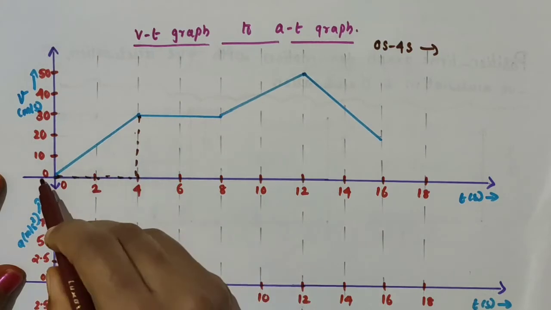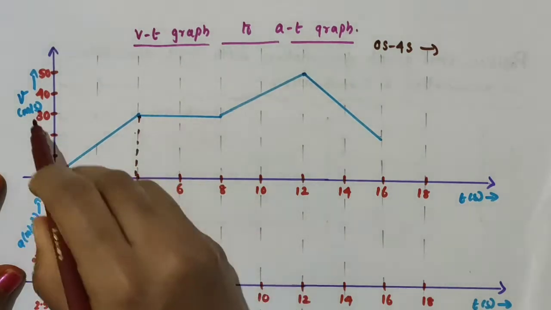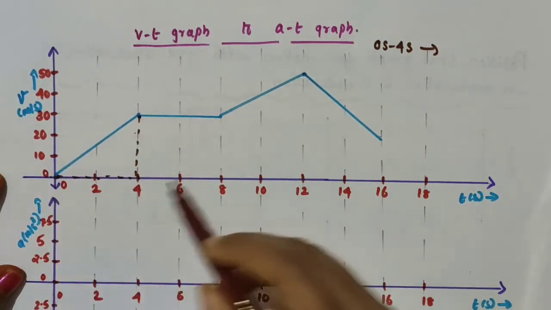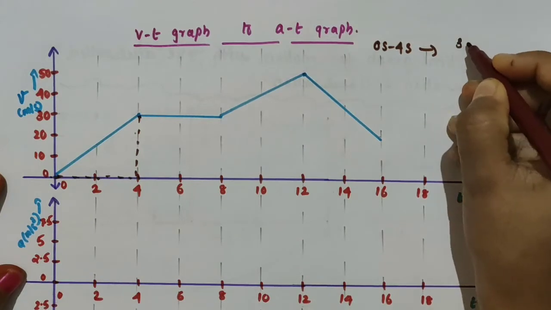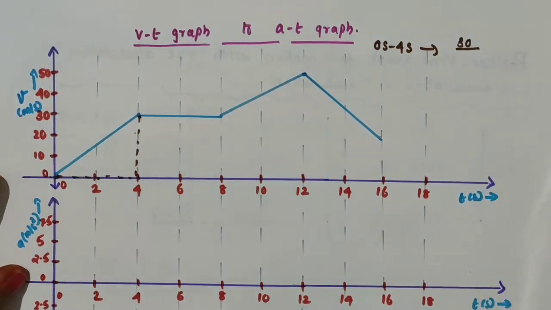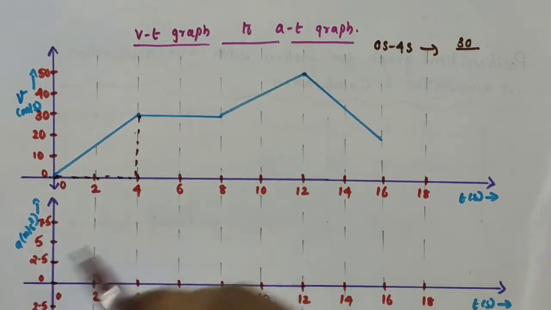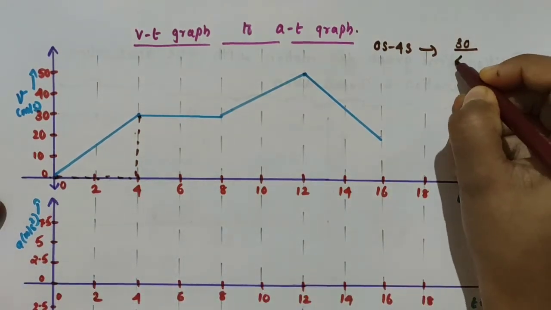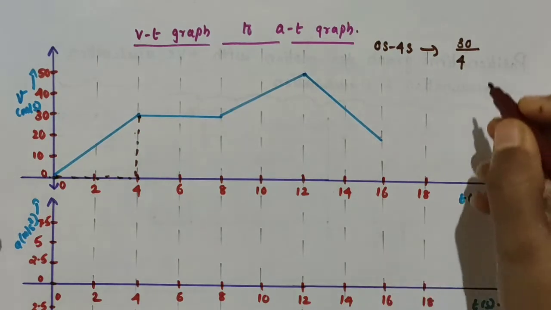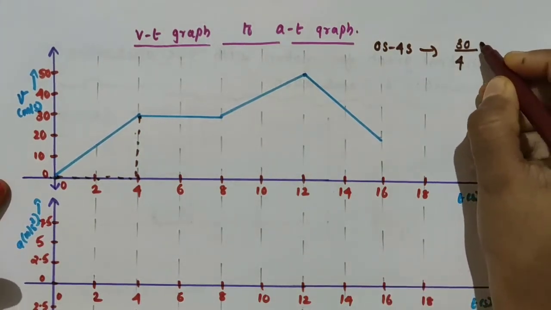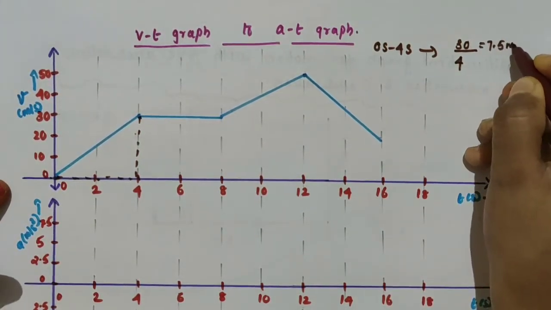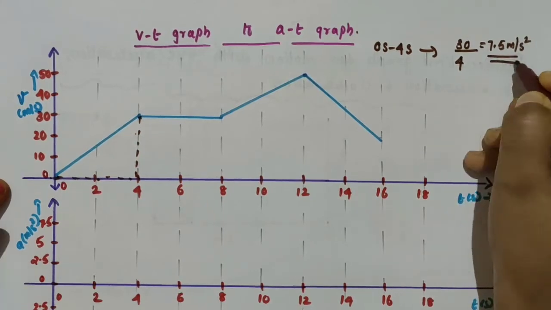This one corresponds to 0. 30 meter per second, then 0 meter per second. So 30 minus 0, that is 30 meter per second, divided by this side. This side means 4 seconds minus 0 seconds, 4 minus 0, 4. So while you are doing 30 by 4, you will be getting 7.5 meter per second square.